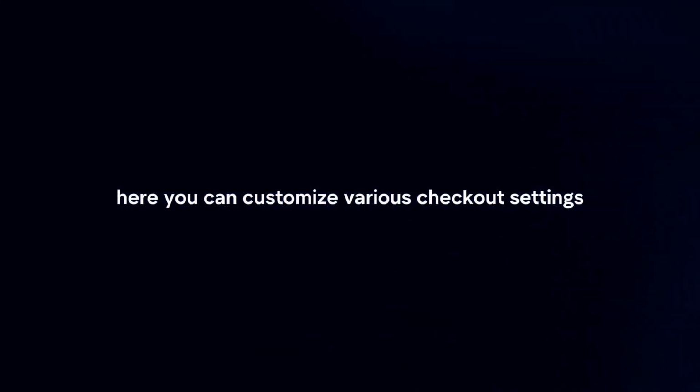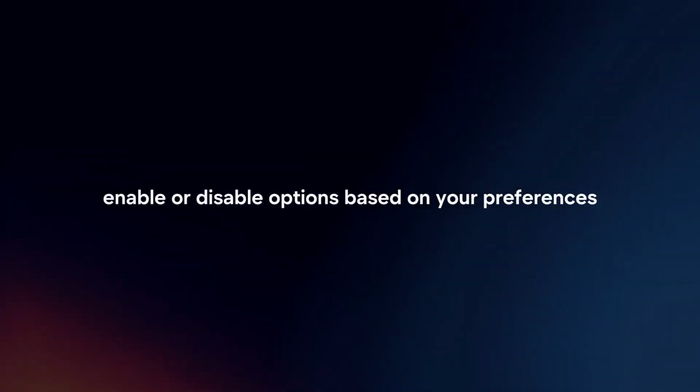Access checkout settings. In your Shopify admin dashboard, go to settings and then click on checkout. Customize checkout options. Here, you can customize various checkout settings, including customer accounts, shipping, and order processing. Enable or disable options based on your preferences and business needs.